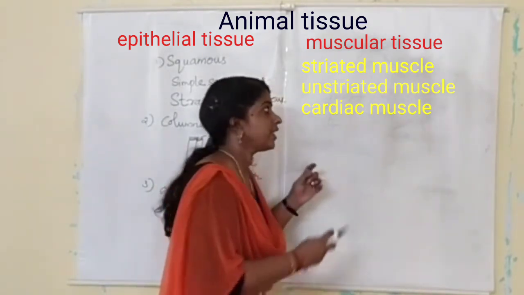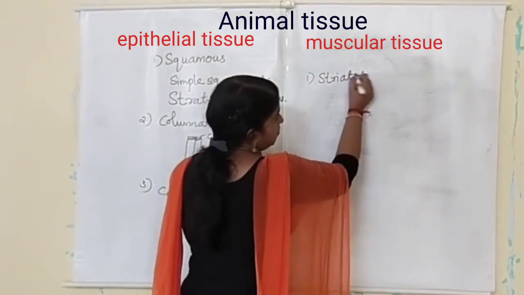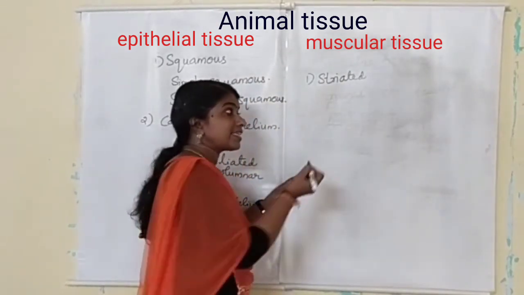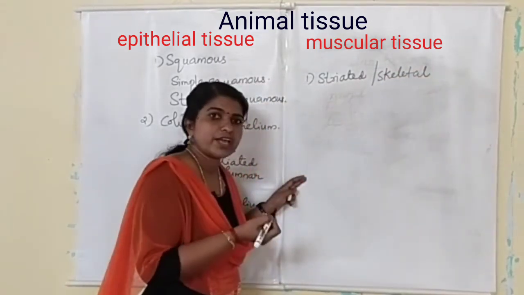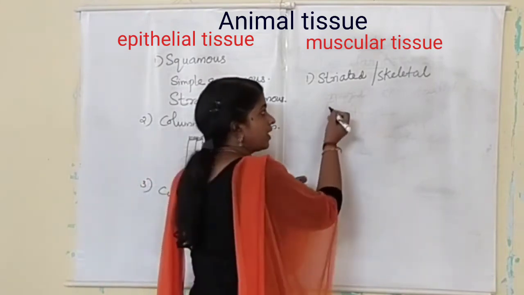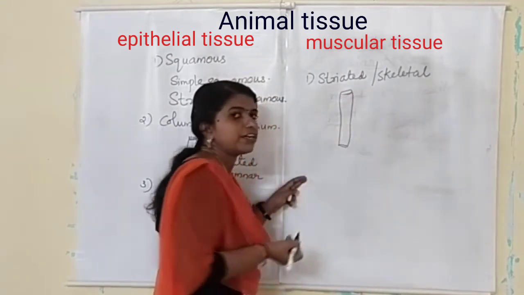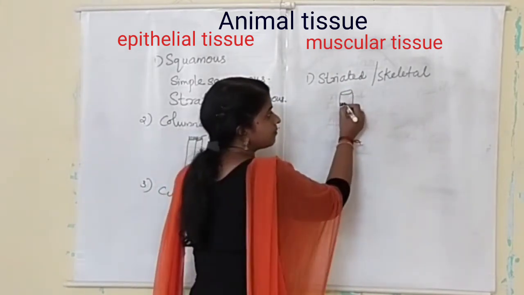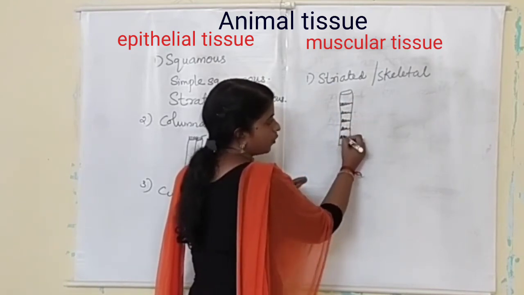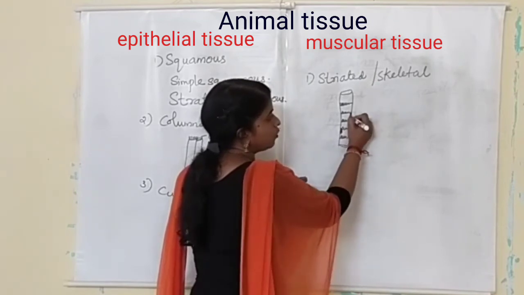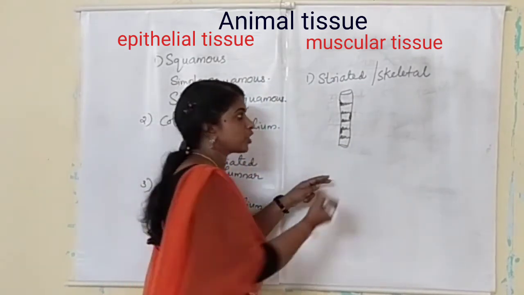First one is striated muscle. It is otherwise known as the skeletal muscle because it is attached to the skeletal system. These muscles are cylindrical in shape and have alternate light and dark striations. It is multinucleated also.